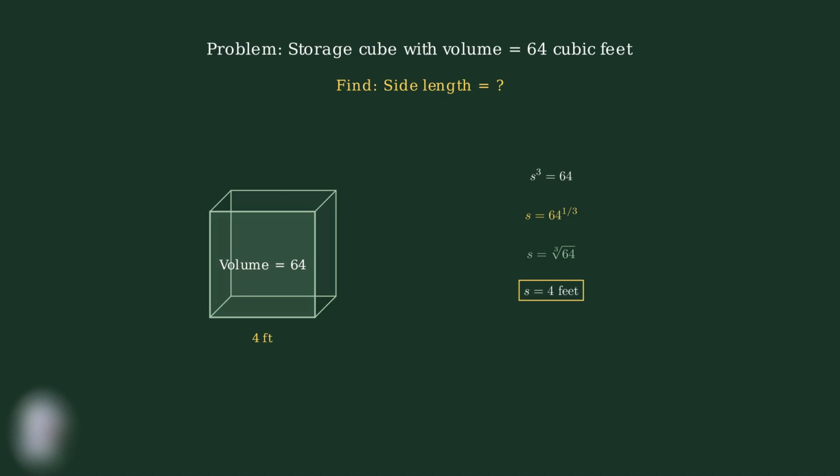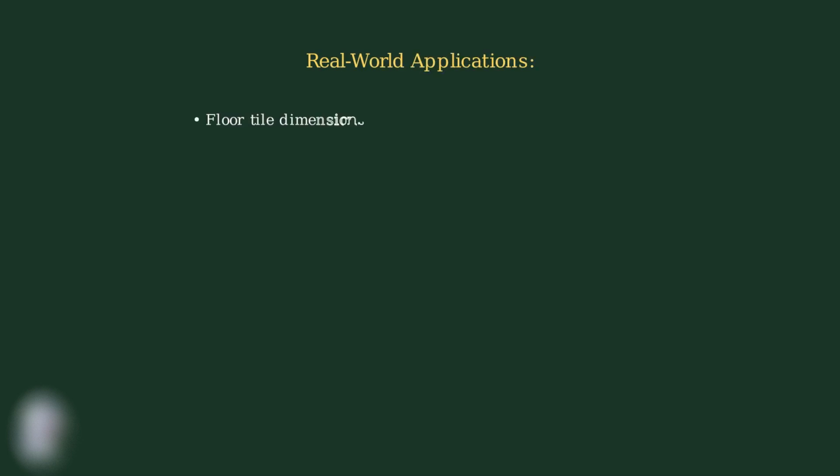The storage cube is 4 feet on each side. The fractional exponent 1/3 gave us the cube root, allowing us to work backwards from volume to find the dimensions. These applications show up everywhere in the real world.